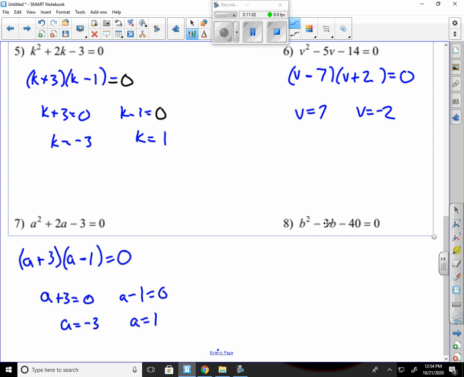Number 8, b squared minus 3b minus 40. B times b, negative 40. This is a minus, this is a minus. It means that it's got to be a plus and a minus. What multiplies to give me 40? 8 and 5 does. Since this is a negative 3, negative 8 plus 5 gives me negative 3. So that's b equals negative 5 and b equals 8.